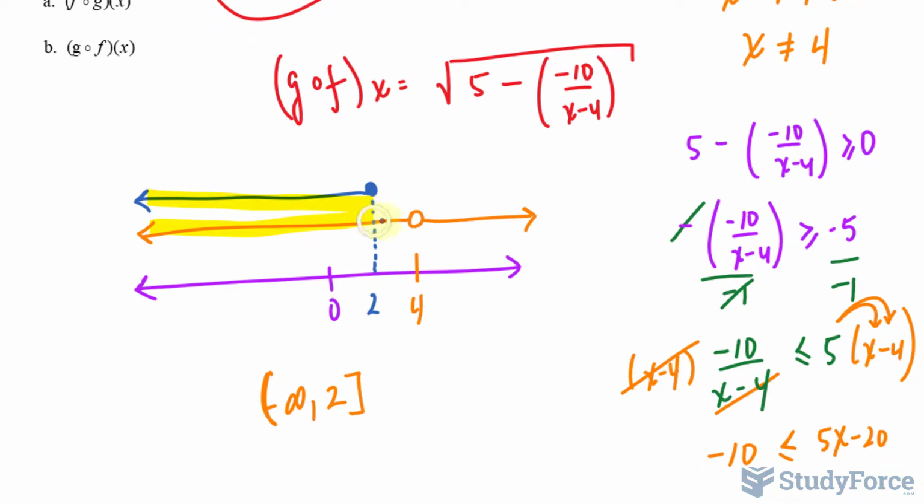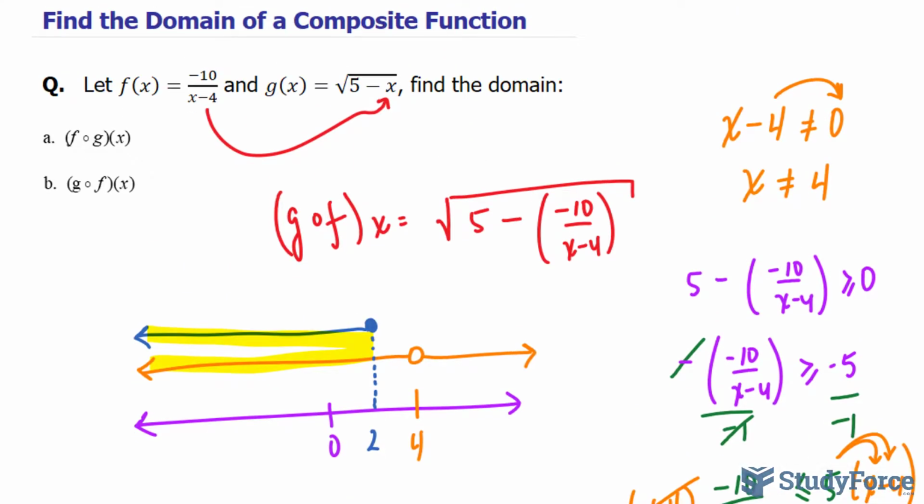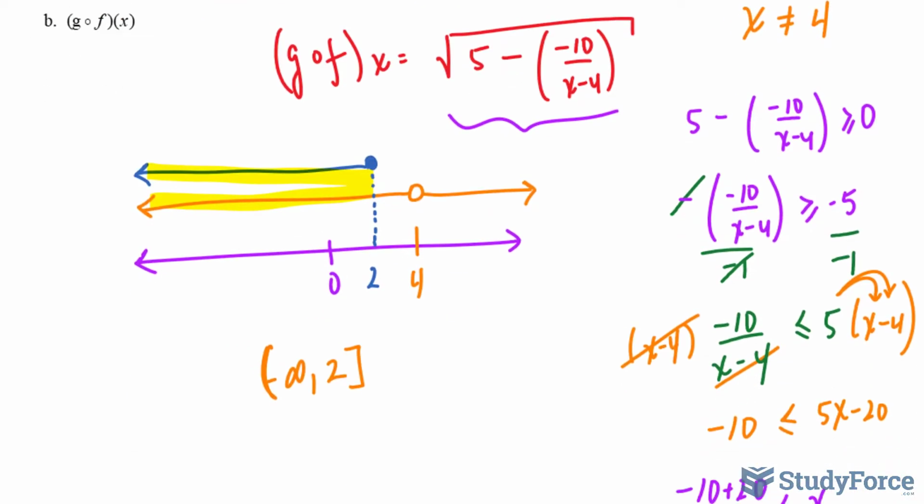Now, what about this part between 2 and 4? If we were to substitute a value between 2 and 4, let's say 3, into this equation, we would end up with a negative radicand, a negative inside part, and you can't square root a negative number. So nothing between 2 and 4 will work. However, if you were to substitute something greater than 4, let's say 5, into here, you will end up with a positive number. And because it's a positive number, you can square root it. So anything after 4 also works.